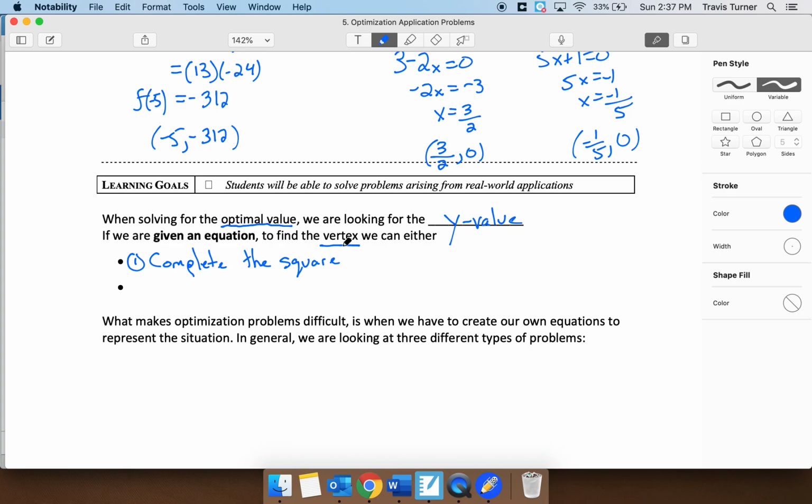Which gives us the vertex form, or we can use the axis of symmetry, which is our negative b over 2a, and we can sub that in if we need to find the y value or the optimal value.